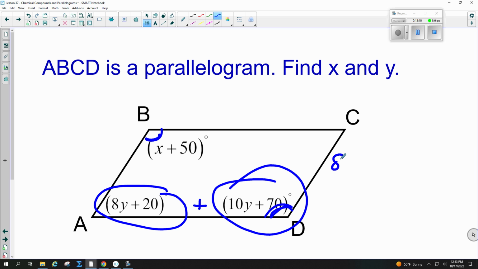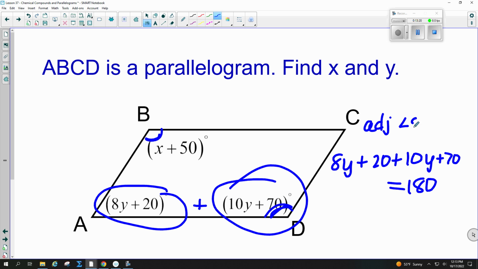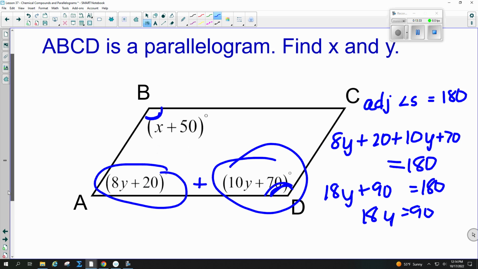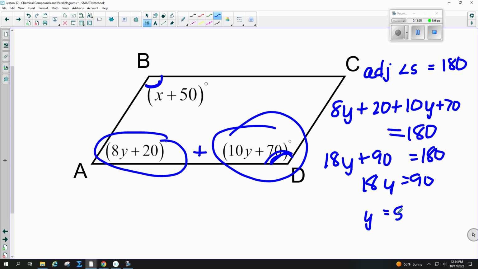So I'm adding these 2 together, and that equals 180. And again, our reasoning is adjacent angles add to 180, okay? So then I get 18y plus 90 equals 180. Subtract the 90 from both sides, that gives me 90. Divide by 18, and that gives me 5 for y.